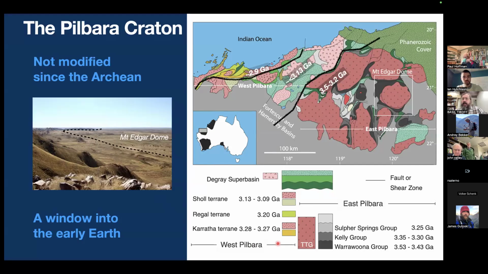The timing for this East Pilbara Craton is about 3.5 to 3.2 billion years. It is overlain by this gray material. This is the Fortescue Formation to the north, the Hammersley to the south. And then the West Pilbara Craton was affected by younger orogeny, so we're not going to talk about that area. So again, we're in the 3.5 to 3.2 range here, with some younger 2.8 billion year old magmatism affecting the East Pilbara Craton, but it's not really significant.